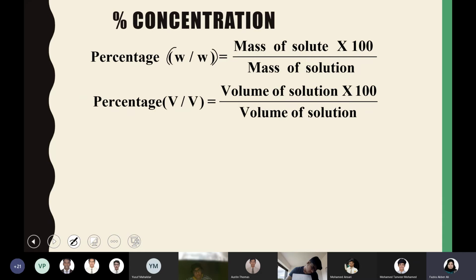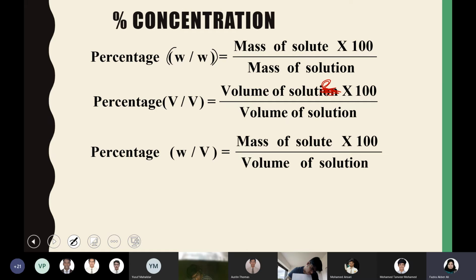Here the only difference is that instead of mass, you are using the volume. You need to write volume of solute divided by volume of solution into 100. That is volume percentage. Then the third example is again related to it.